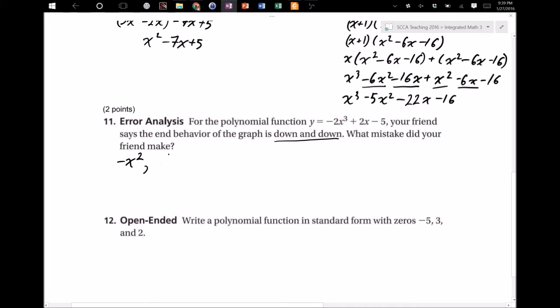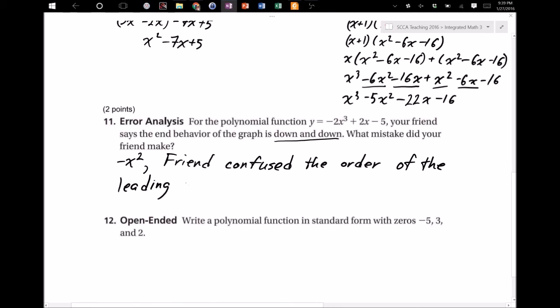Our friend confused the order of the leading term. And there are many ways to say that. You could even say the behavior is actually up, down. So there is many more than one answer.